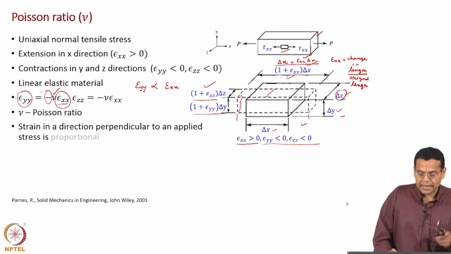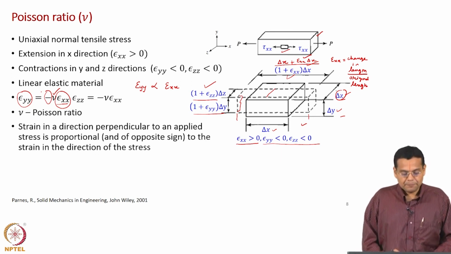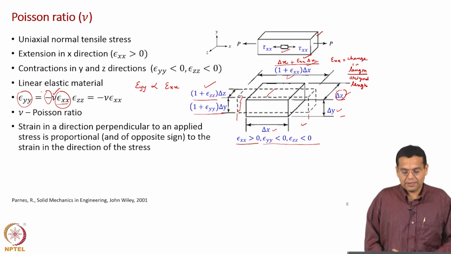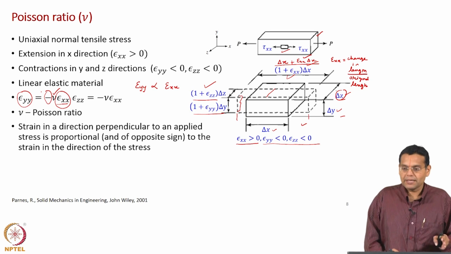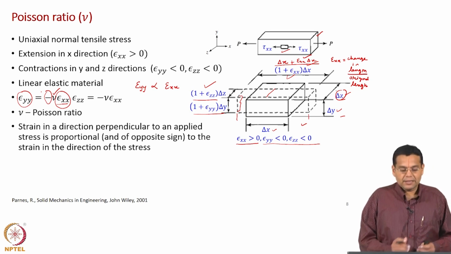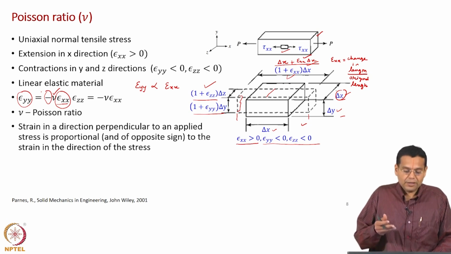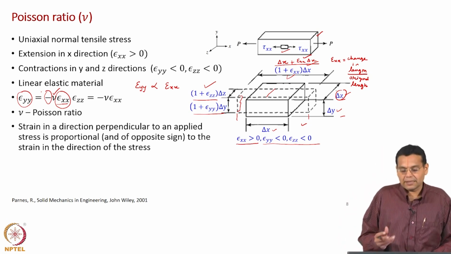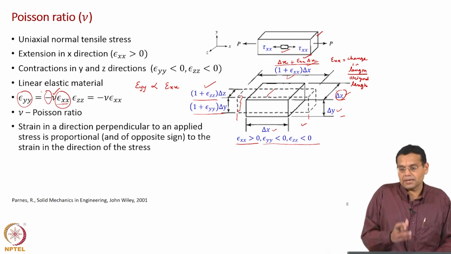Strain in a direction perpendicular to an applied stress is proportional, of course with opposite sign, to the strain in the direction of the stress. Okay. So, in this particular case, strain in the direction of the stress is epsilon xx, strain in the direction perpendicular to the applied stress is epsilon yy, they are proportional, and the proportionality constant is nu. The negative sign is introduced to take care of the fact that when you have extension in one direction, there is contraction in the other direction.